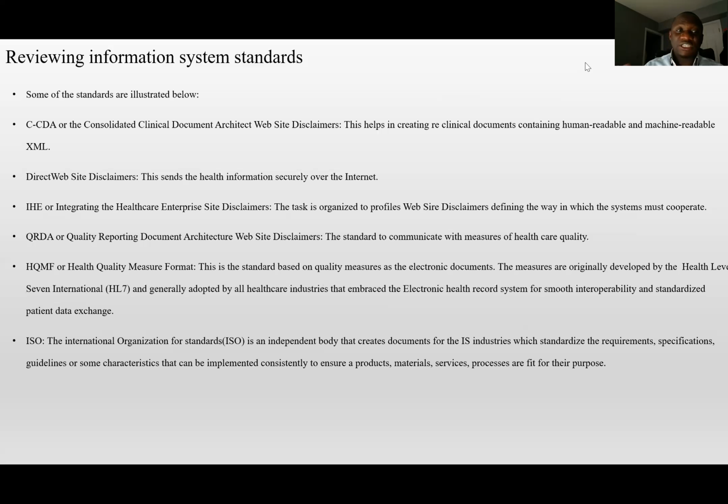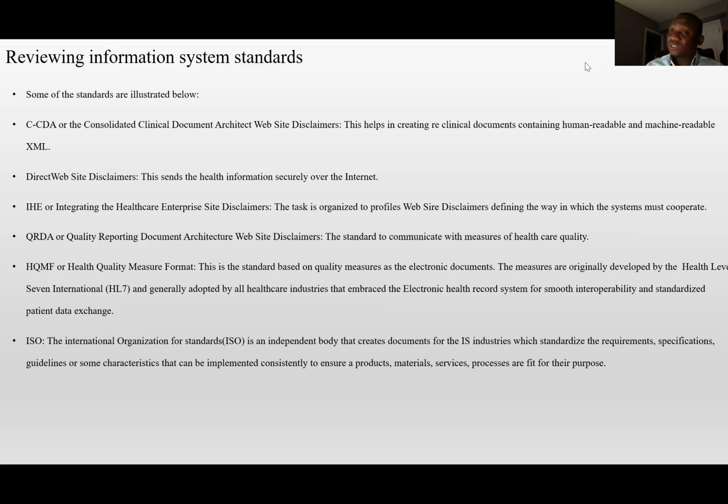We have the IHE, which is the Integrating the Healthcare Enterprise site. Then we have the Quality Reporting Document Architecture. We have the Health Quality Measure Format. They have a lot of quality measures, surrounded or created by HL7, Health Level Seven International. They create a standard for all this information that promotes integration between different healthcare facilities.